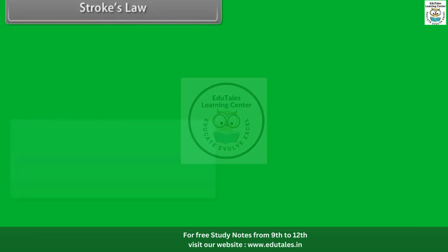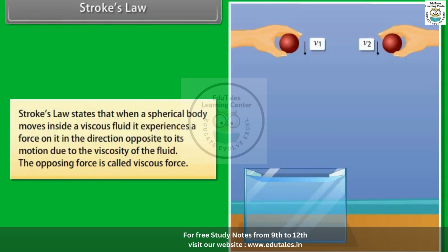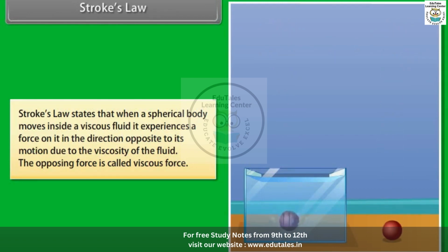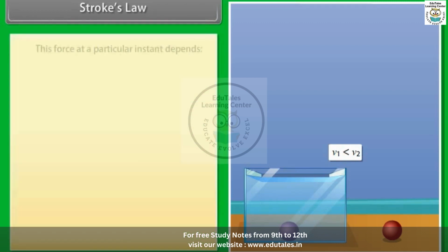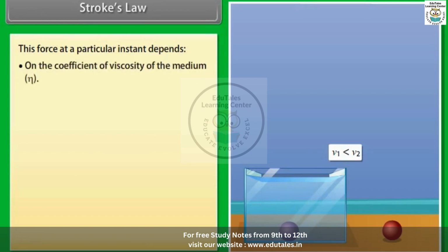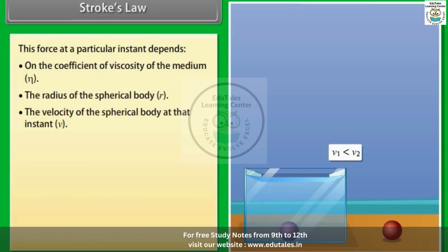Stokes' law. Stokes' law states that when a spherical body moves inside a viscous fluid, it experiences a force on it in the direction opposite to its motion due to the viscosity of the fluid. The opposing force is called viscous force. This force at a particular instant depends on the coefficient of viscosity of the medium, the radius of the spherical body, and the velocity of the spherical body at that instant.